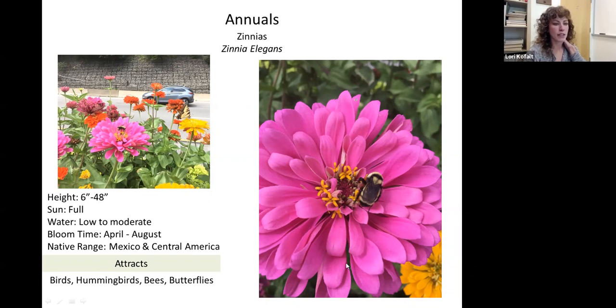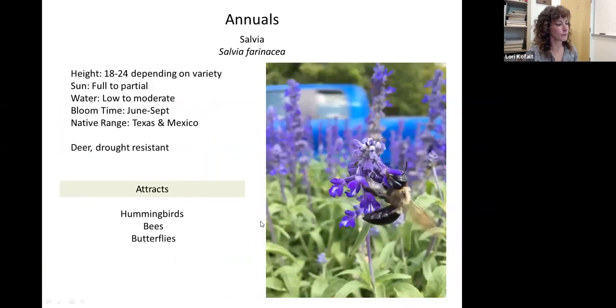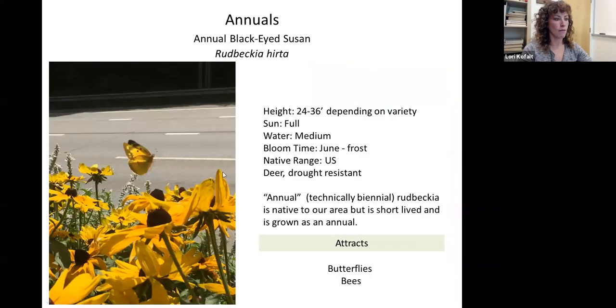So these were pictures we took at this site at the Fort Pitt tunnels, and you can see bees really like zinnias, and we've seen a lot of butterflies, particularly zebra swallowtails, on them. And then salvia, there's annual salvia and perennial salvia. Again, native to Mexico and Texas. We're attracting a similar crowd, hummingbirds, bees, butterflies, and these annuals do extremely well with low water.